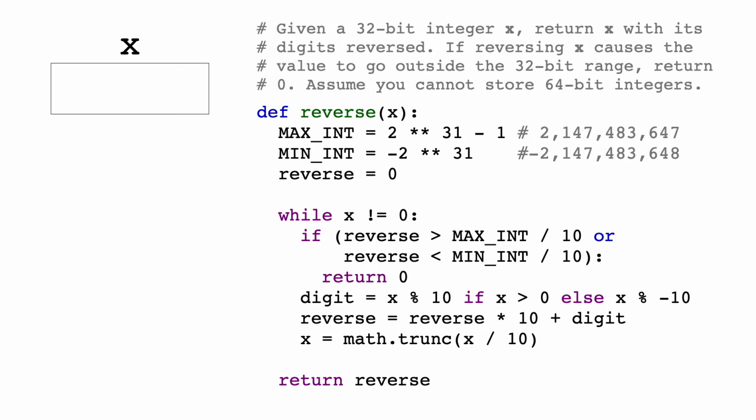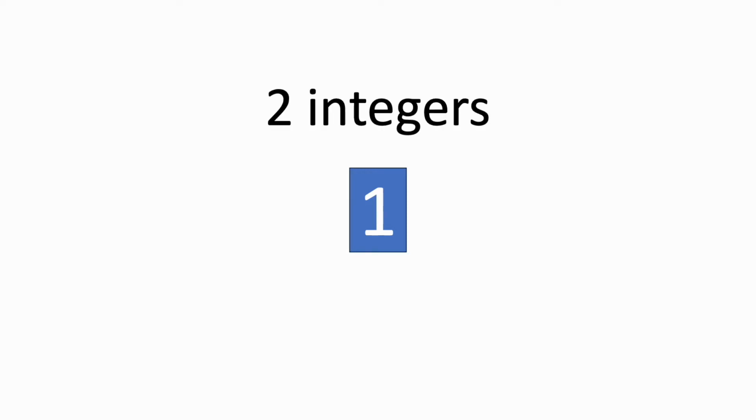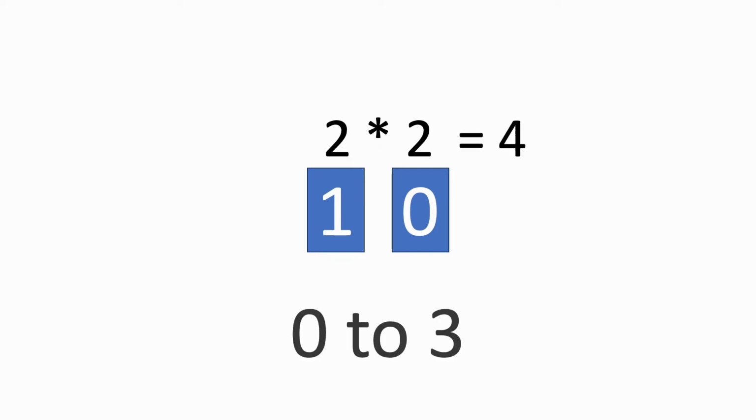So first, I'll do a quick review of how bits work in case anyone needs a refresher. A bit is short for binary digit and can only either be a 0 or a 1. If you wanted to use bits to represent integers, then with only one bit, you'd be able to encode two integers, which would be 0 and 1. If you had 2 bits, then you would have 2 options for the first digit and 2 options for the second digit, which means you could encode 4 integers, which would be 0 to 3.